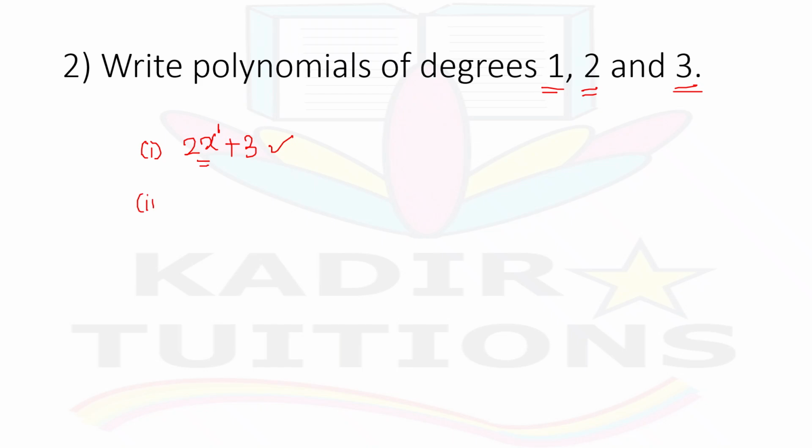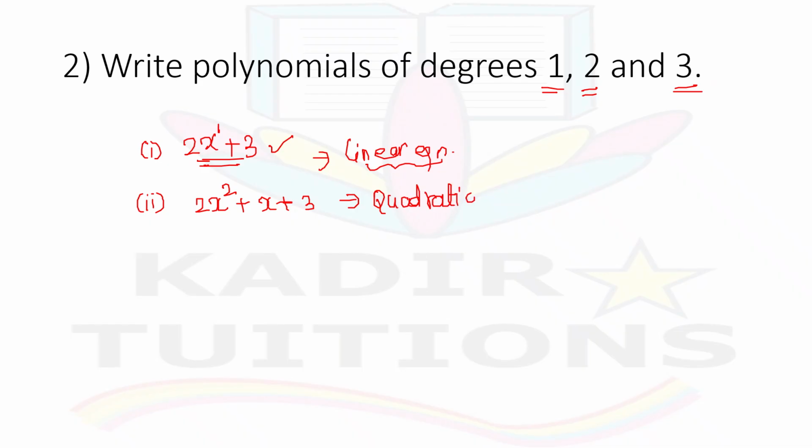And what is the name for this? A polynomial of degree 1 is known as a linear equation, right? This is not asked, I'm just saying it. And over here, write a polynomial of degree 2. Any number you can take, but the highest power needs to be 2. So I'm writing 2x square plus x plus 3. Whenever you have a power 2, what type of equation is that? It's a quadratic equation.